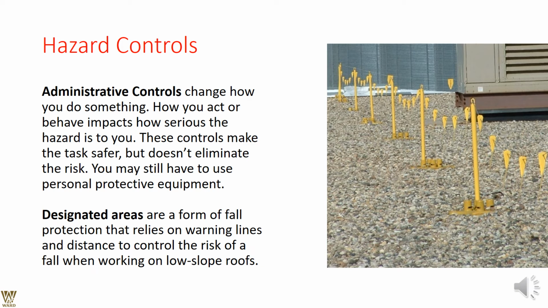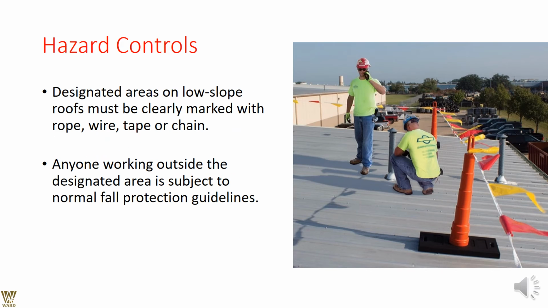Look, what has been done is to change how you do something. Often it is about how you behave, and it comes right from the top. The supervisor will be telling it to you. These controls make the task safer and reduce the risk. Designated areas are a form of fall protection that relies on warning lines and distance to control the risk of a fall. When working on a low slope, this is what we are looking at.